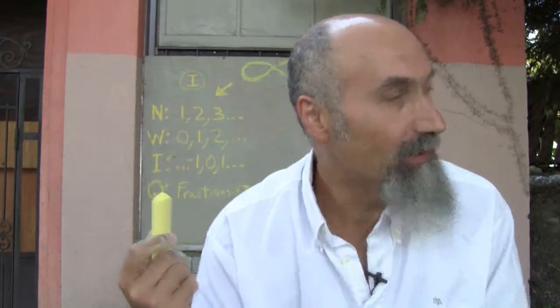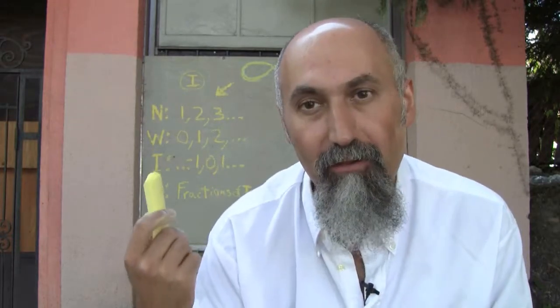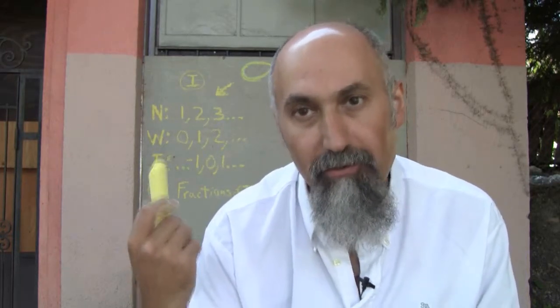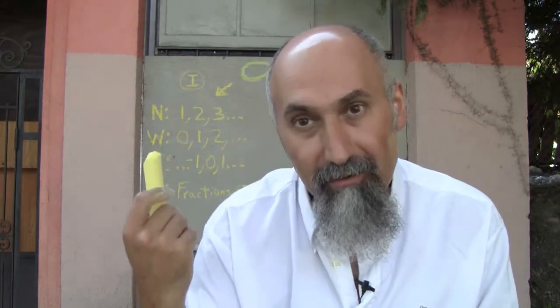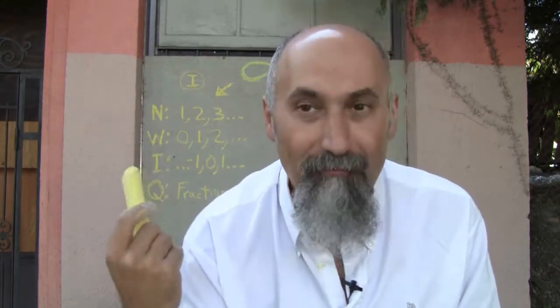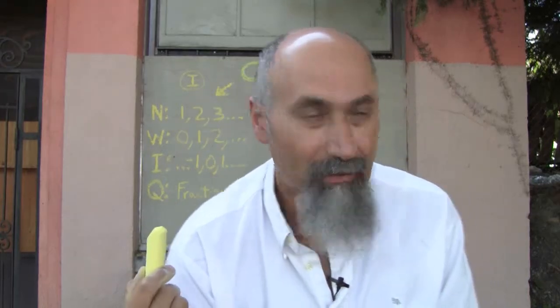So that's the rational numbers. Rational numbers are infinitely larger than integers, right? And integers are a bigger infinity than whole numbers, and whole numbers are a bigger infinity than the natural numbers. And from here, we can go to the irrational numbers.